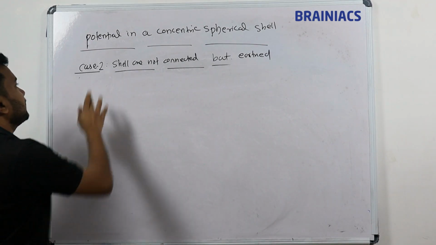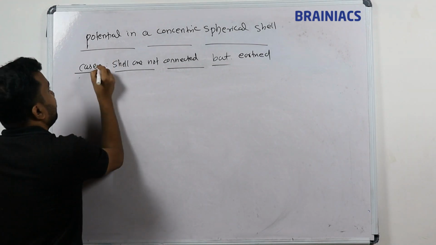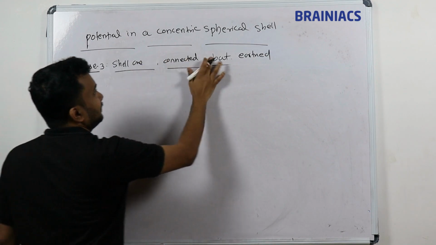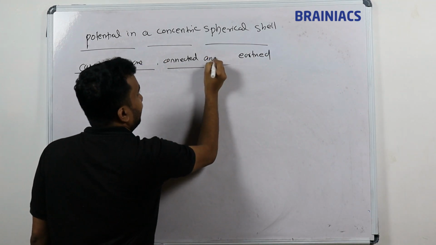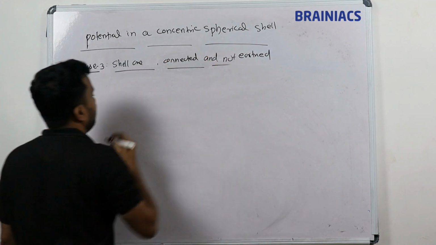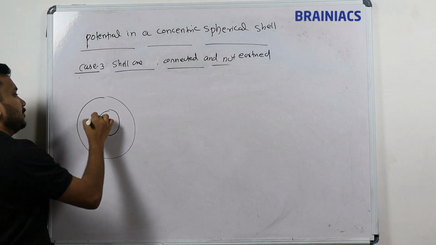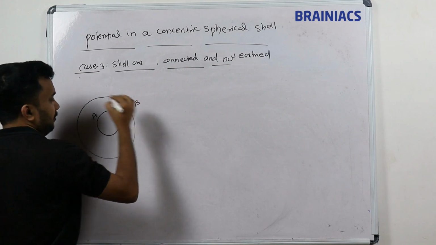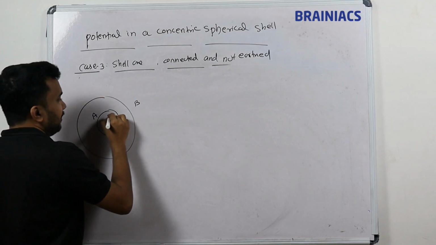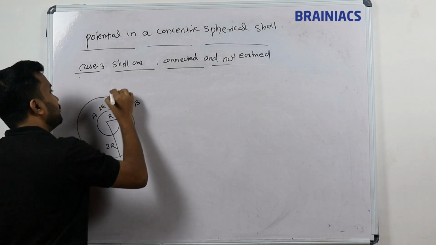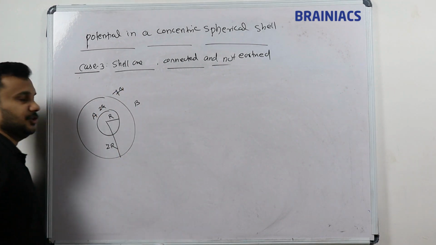In case number 3, you get 3 different combinations. Shells are connected and not earthed. Any combinations you can make. Let me take the same example and we'll see. So A will be there and B will be here. Suppose I'm assuming A will have radius 2R and this will have radius 2R. This will have a charge 2q and this will have a charge 7q.